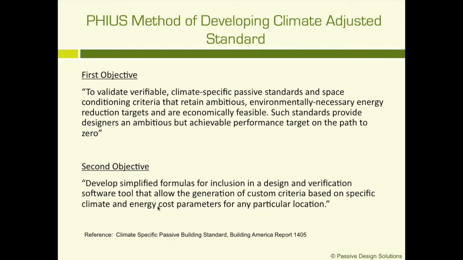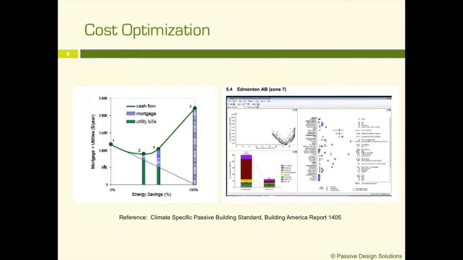The second objective was to have simplified formulas that could be used in the design and verification, that they could continue to update for a particular location based on the energy cost parameters and the specific climate. So these targets will change, and actually there's another version of the targets coming out. I'm not sure if they're all published yet, but if they're not, they're coming soon.